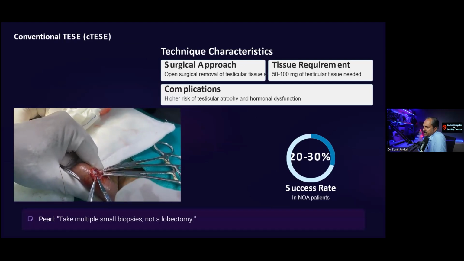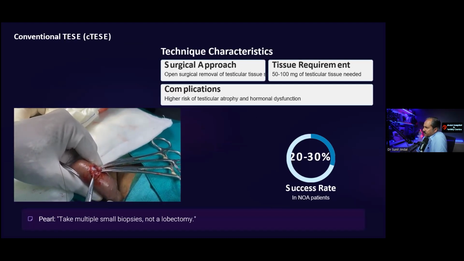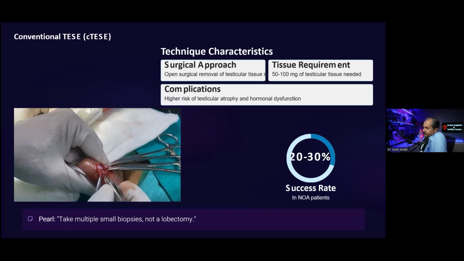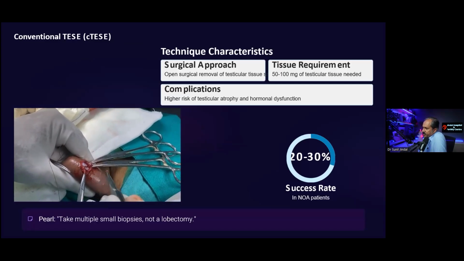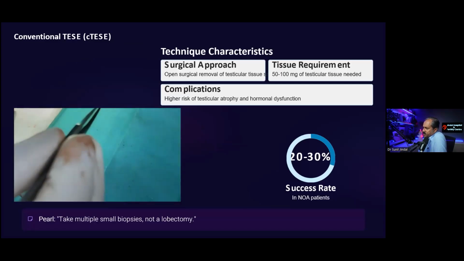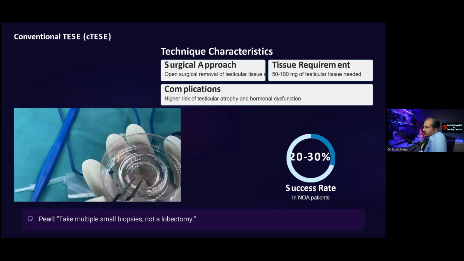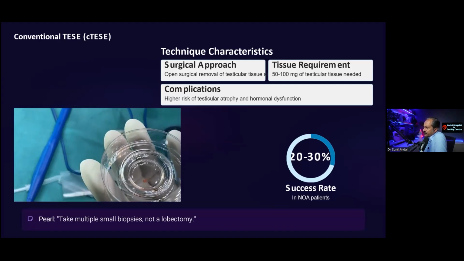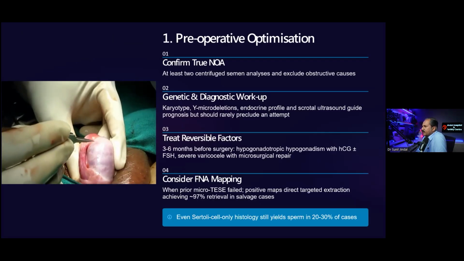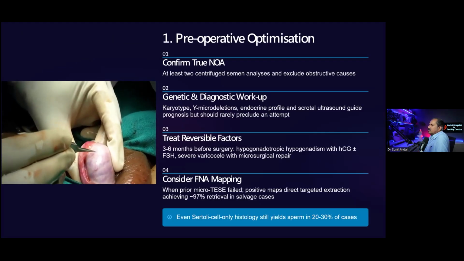Next is conventional TESE. Now this is a very small surgical approach which I am trying to show you here. This is a window kind of approach where you take a small biopsy. The tissue requirement, however, is quite a bit, because there's a lot of tissue which comes out even in a small biopsy.